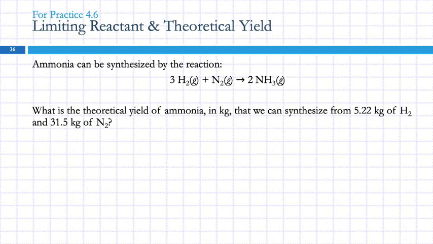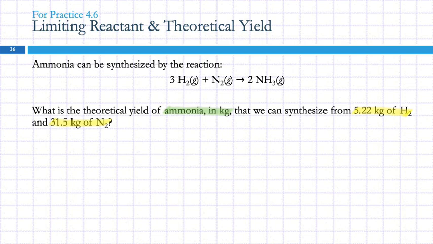Okay, let's do another one. Ammonia can be synthesized by this reaction. What is the theoretical yield of ammonia in kilograms that we can synthesize from 5.22 kilograms of hydrogen and 31.5 kilograms of nitrogen? Read the problem all the way through. Highlight the numbers. Identify what you're trying to find. Ammonia in kilograms.